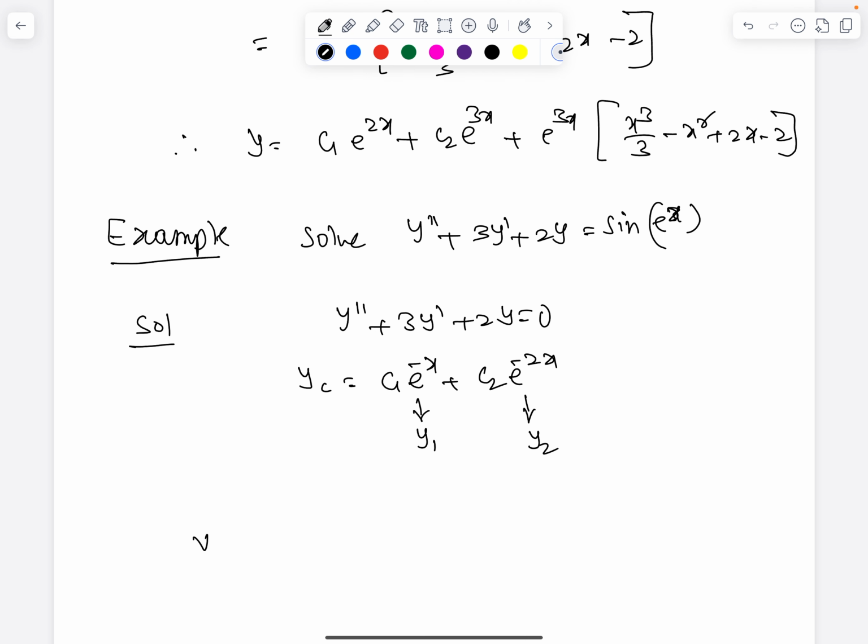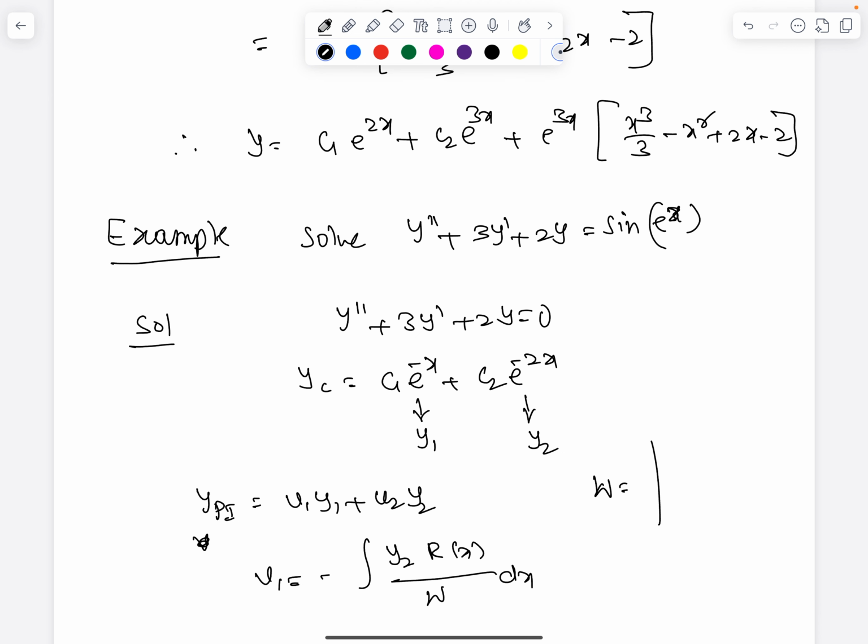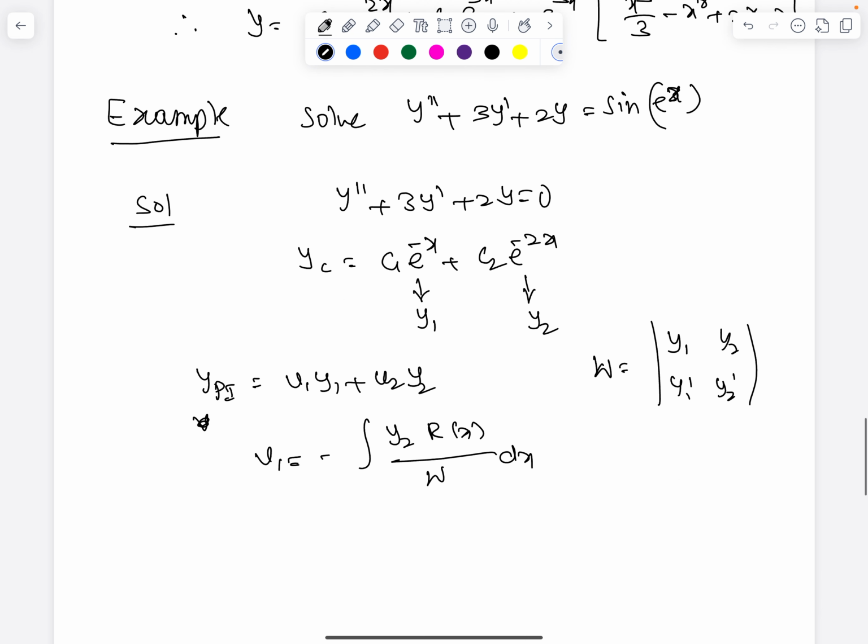Which implies the particular solution y_p is equal to v1 y1 plus v2 y2. Therefore, v1 is equal to minus the integration of y2 r(x) divided by W dx. So, you have to calculate the Wronskian. The Wronskian is y1, y2, y1 derivative, y2 derivative. So, if you substitute e^(-x), e^(-2x), and the derivatives, which are -e^(-x) and -2e^(-2x), and simplify, the Wronskian is minus e^(-3x).